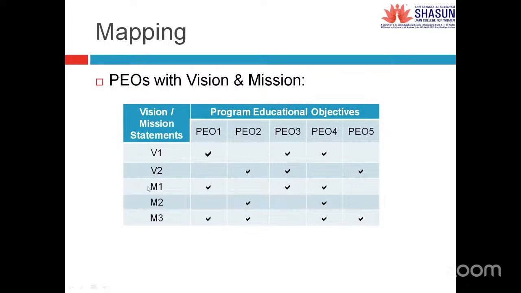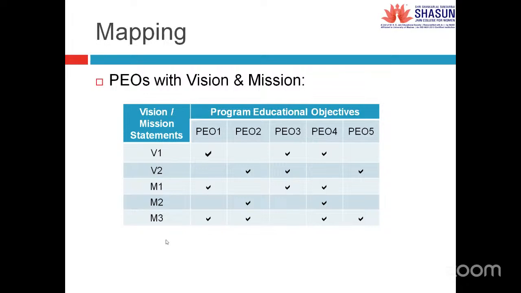This vision and mission is not at the department level. This vision and mission is at the institutional level. So if you are doing a mapping process, you have to start from the top level, or you can use the bottom-up approach from the course level and go up to the vision and mission mapping.